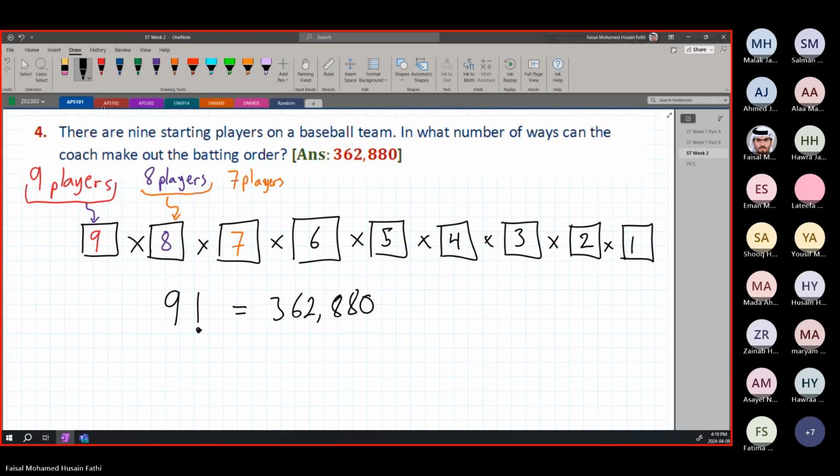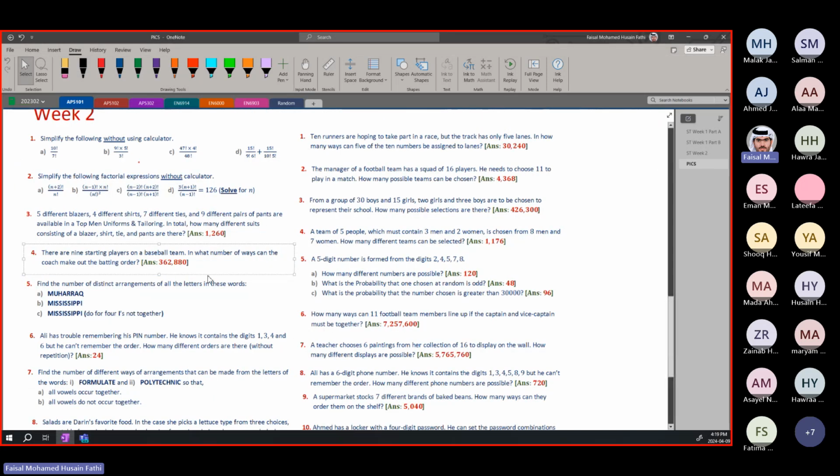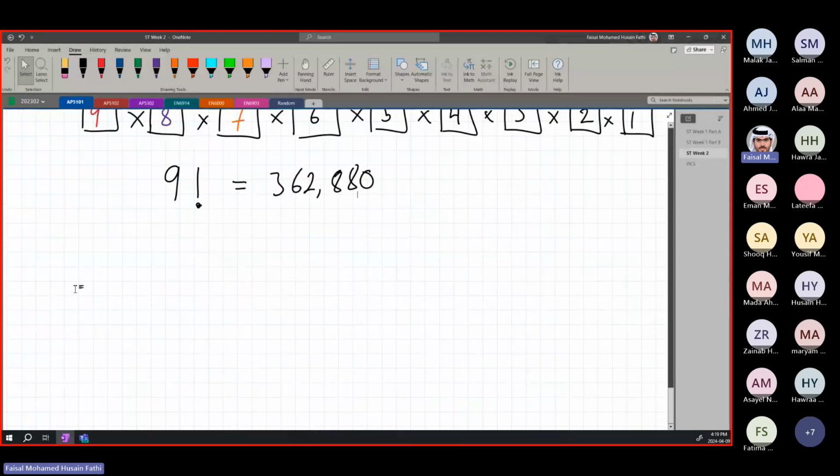All right? So this is how the factorial is sometimes used in combination and permutation, and the choosing and the order as well. All right. Now, going on to the next question. If you guys have any questions at any point, please type it in the chat and I will stop and address them.